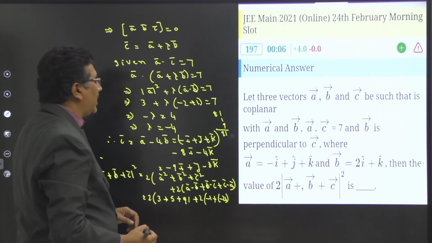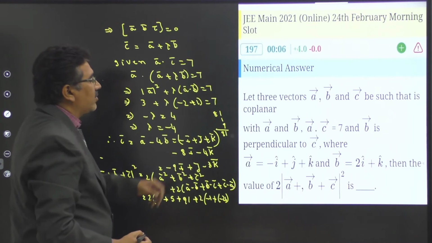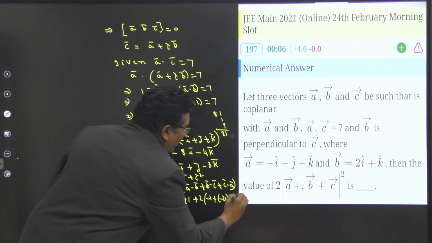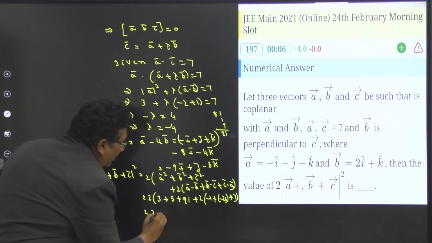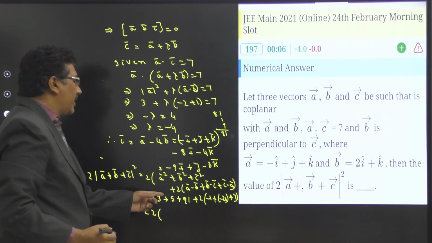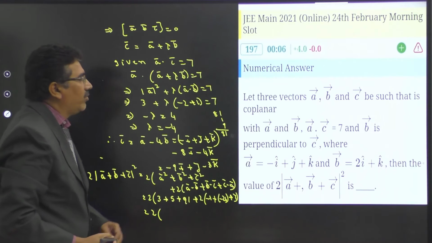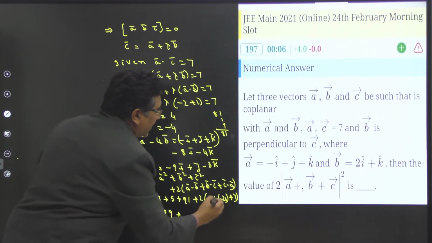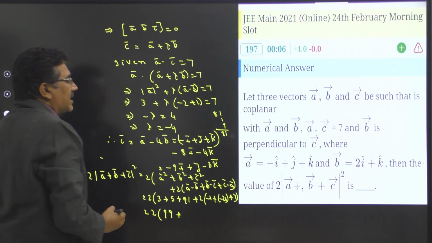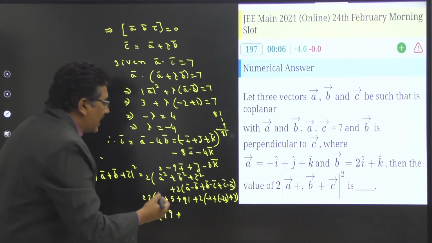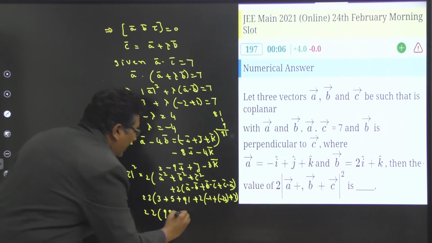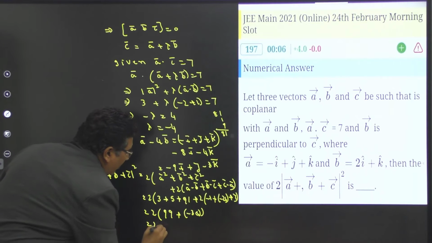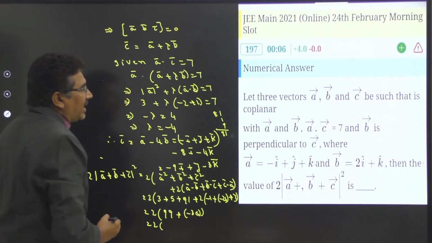Minus 9 into minus 1 plus 9 plus 1, 10; 10 minus 3 plus 7, that is equal to 2 times, this is 3 plus 5, 8; 8 plus 91, 99; 99 plus, this is 7 minus 22, that is minus 15; 2 into minus 15, minus 30. That is equal to 2 into 99 minus 30.